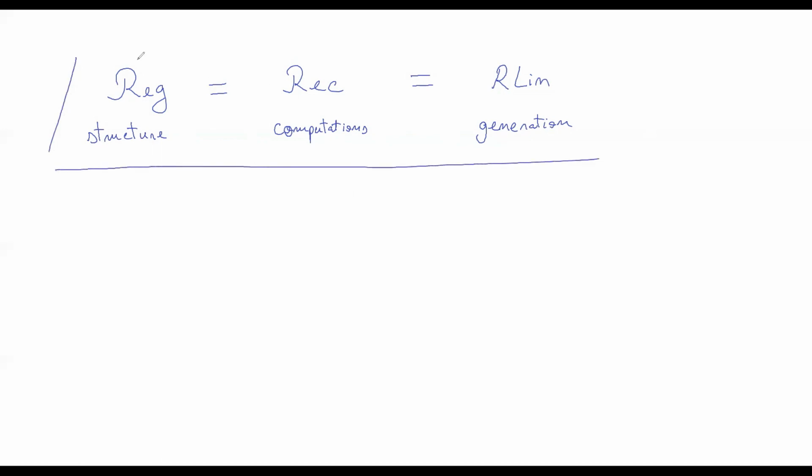But if you think about it from this point of view, that one of them describes structure and one of them defines computations, and one of them really is a mechanism for generating things, languages in particular, the fact that we could manage to establish their equality, I think that this is the main point to take from this second half of the course.